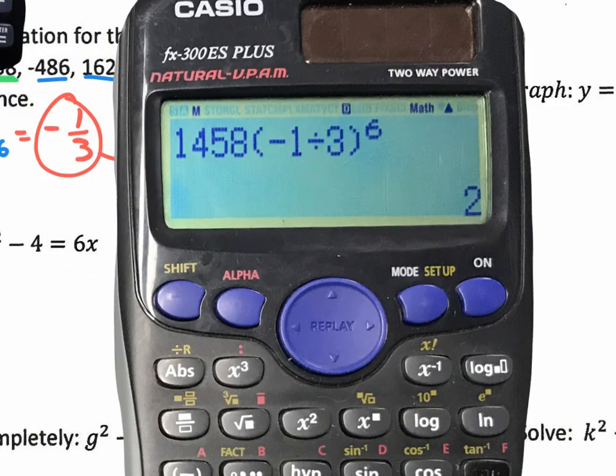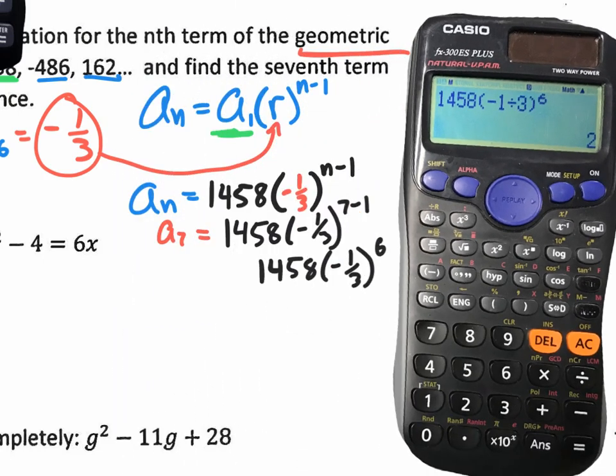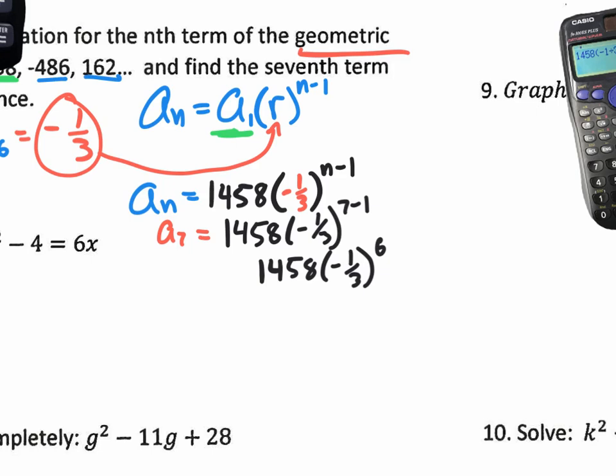So when you hit equal, the answer is 2. So that is your answer: the 7th term will be the number 2. So the answer is a sub 7 equals 2.